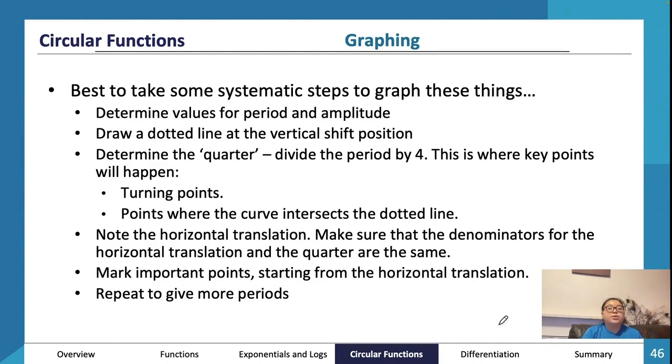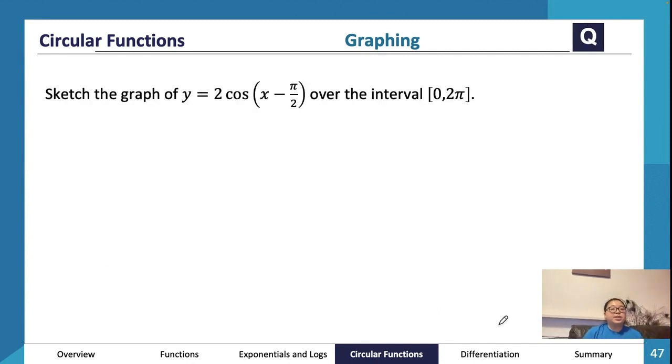Cool. Alright, so in terms of graphing, let's just talk through the steps. The steps I like to talk about: do the period and amplitude, do a dotted line at the mean line, and talk about where the mean and the max are. Then you determine the quarter step size by dividing the period by 4, and you dot those periods along. Then find out where it starts, when it is at its max or its min, and dot those along from there, mark the important points, and repeat until you get more periods. Cool. So let's put this into practice a little bit.